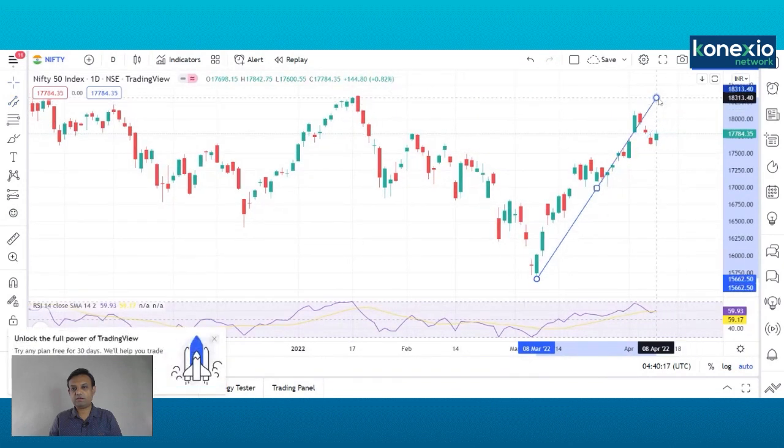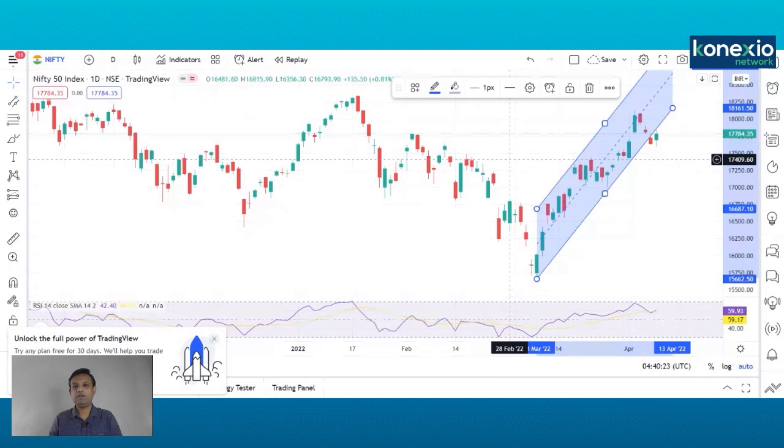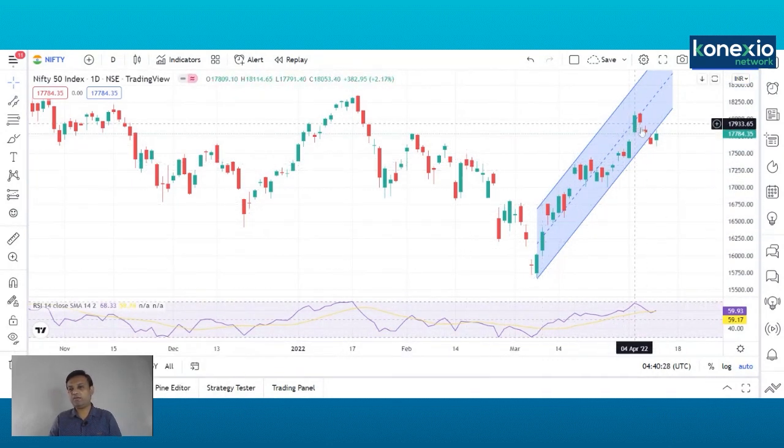You can clearly see that this rising channel we have been mentioning for the last couple of weeks, and it has been in that particular channel. Just on Thursday and Friday, we have seen that Nifty went below that particular channel, and again on Friday it has tried to enter into this upward rising channel.